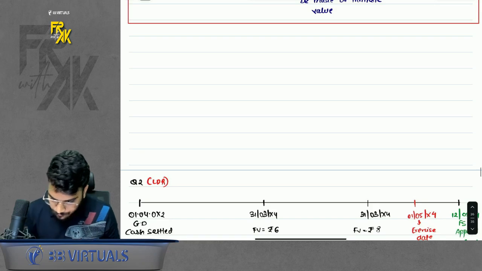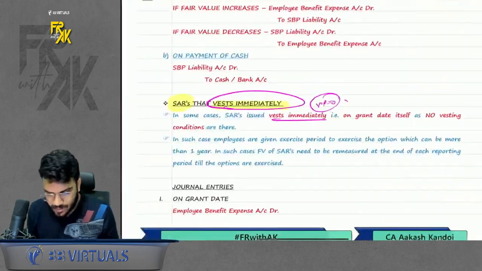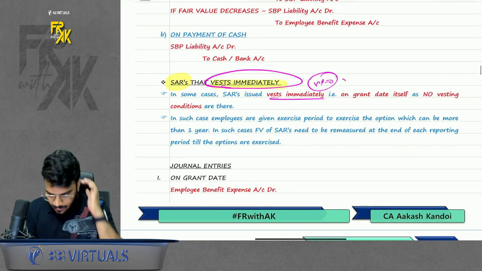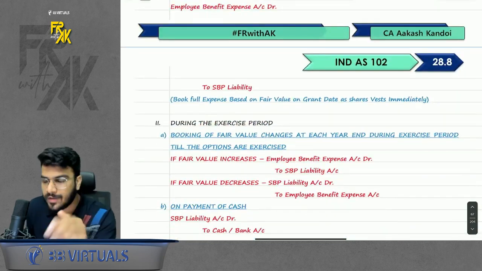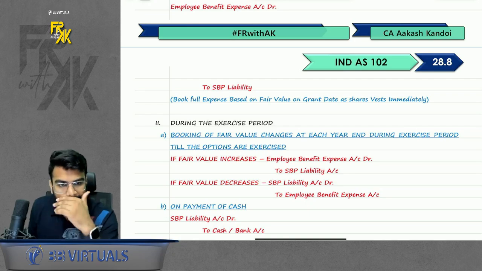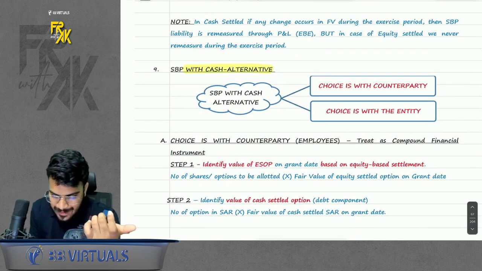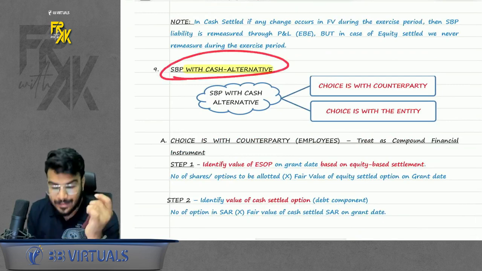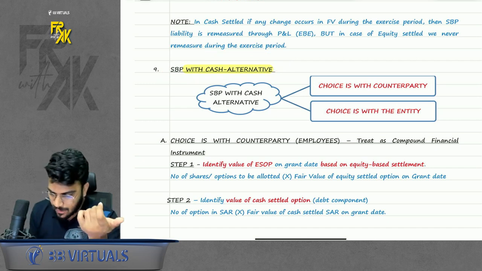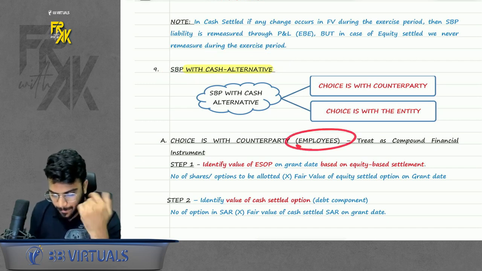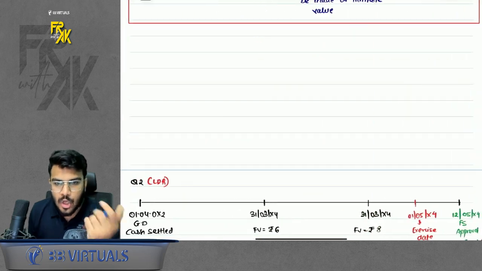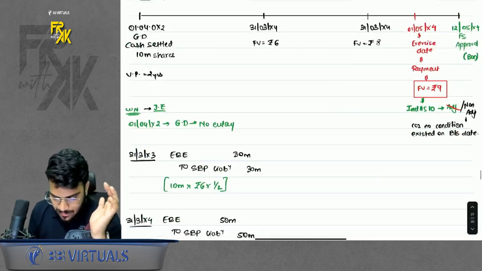Okay, done. So this was cash settled: the case that vests immediately, and the second question, which did not vest immediately but had a 2-year vesting period, with intrinsic value also given. The next point is SBP with cash alternative. What is the meaning of this? Here you give the choice to the employees: the employee can choose either cash or shares. That is the choice given to the employee.